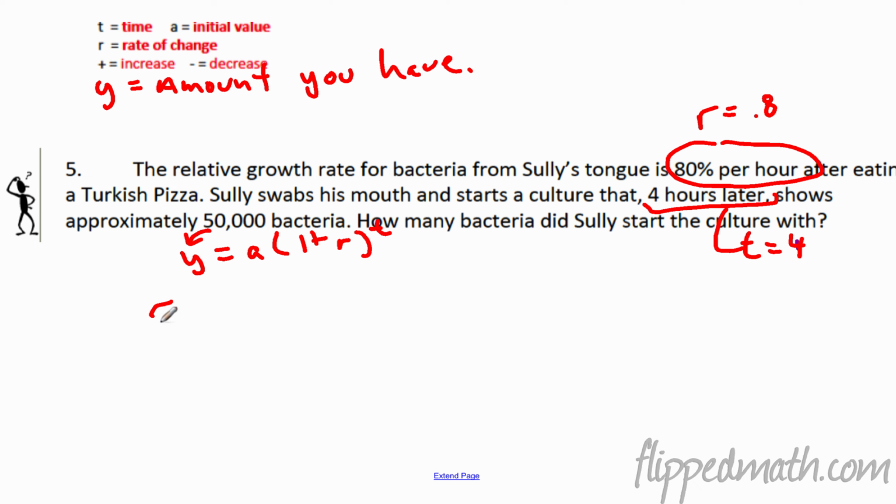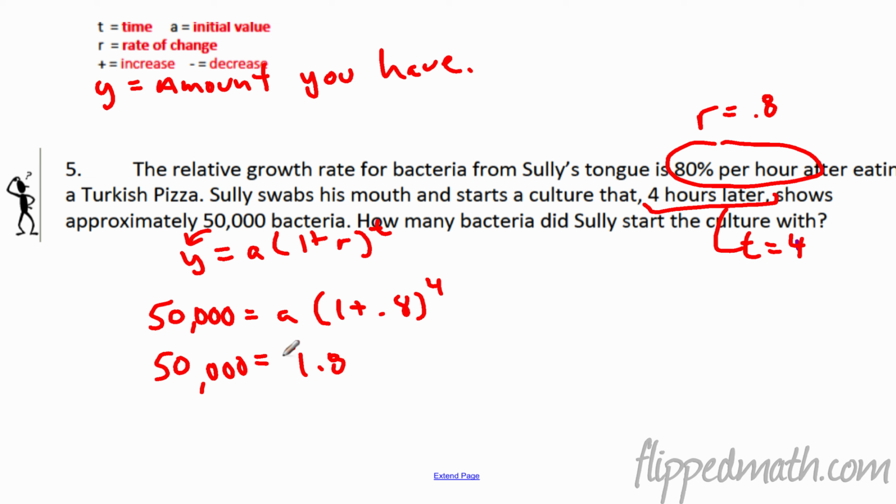So the amount 50,000 is going to equal some value of a. By the way, that's what they're asking us. How many bacteria did he start with? So we want to solve for a. So 50,000 equals a times 1 plus 0.8, and then how many hours? 4. So to solve this, you could do inside the parentheses first. So we're going to get 1.8 to the 4th power times a.